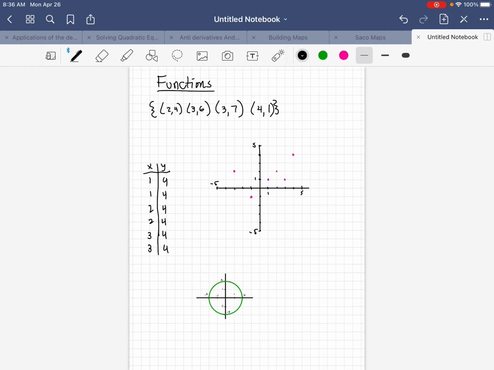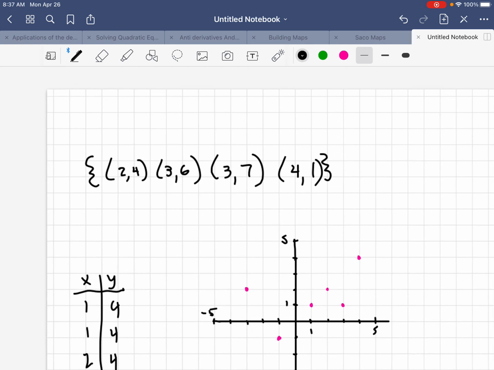This is a brief lesson on finding domain and range. Shouldn't be functions. That's the unit. Functions is the unit. This lesson is on domain and range.